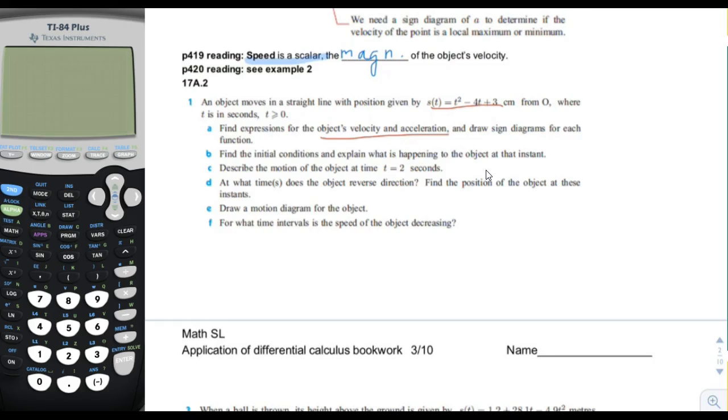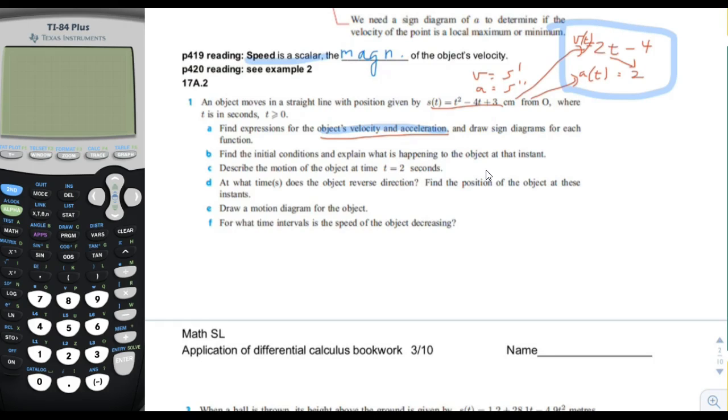Now this is a lot easier when we just take derivatives. Remember that velocity is the derivative of displacement, and acceleration is the second derivative of the displacement. So let's just do that. We take the derivative of displacement and we get 2t minus 4, and that will be the velocity function. Then we take the derivative of that, and we get 2. So now we have answered A: expressions for the velocity and acceleration.